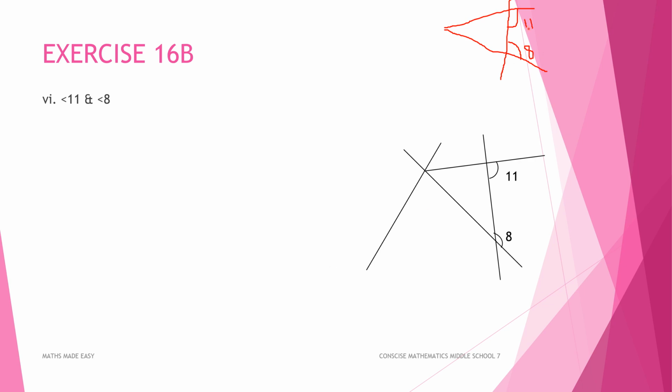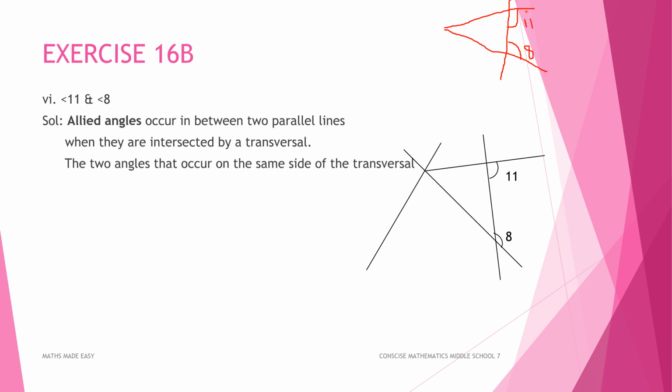Look here children, both are interior, right? This is interior and this is interior, but it is not alternate. One should be on the right and the other should be on the left, then only it will form interior alternate angles. But both are on the same side, towards the right. These two angles are towards the right. So both are on the interior side and both are on the same side. So you can simply remember it as allied angles, right?